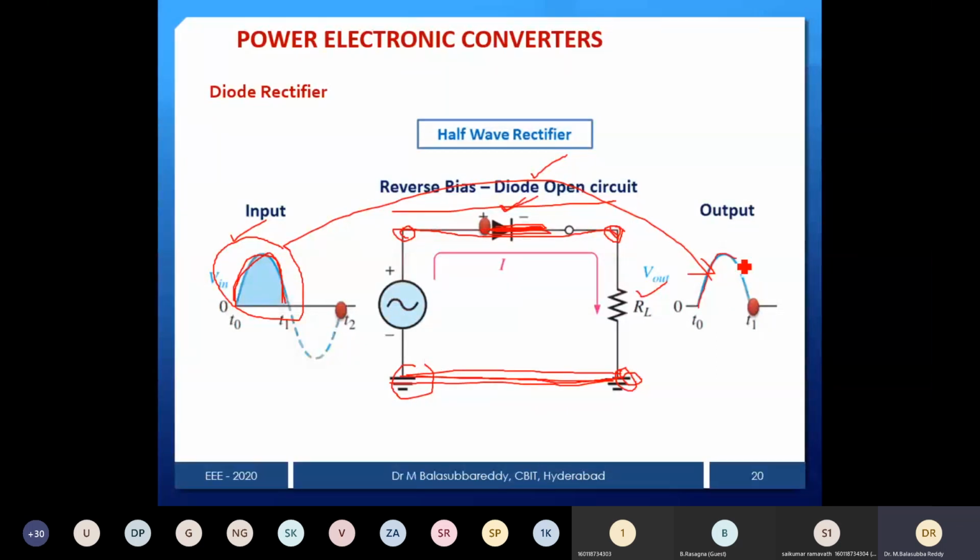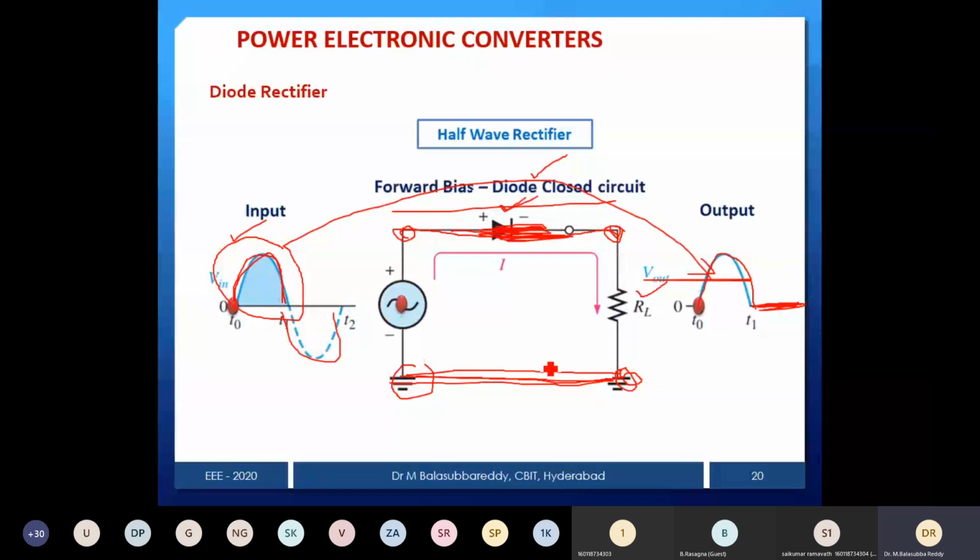So that's why you are getting this output during the positive half cycle. And during the negative half cycle, you can see that during this duration the diode won't allow current. It is not passing through this side because the diode is open. If the diode is open, your output will be 0. You won't get any output voltage. So this is the way positive half cycle and negative half cycle operation works.